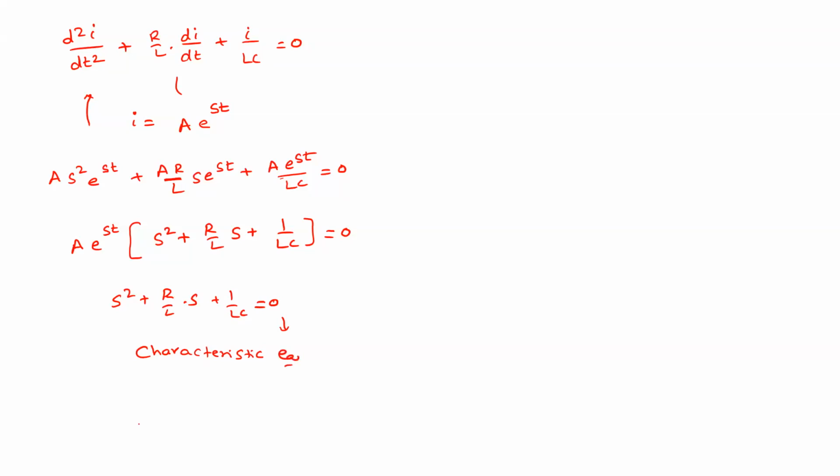So this is known as the characteristic equation for this particular differential equation: s square plus R by L into s plus 1 by LC equal to 0. So you have two roots, one root s1 and another root s2. What are the roots for this characteristic equation? Minus b by 2 plus or minus root of b square minus 4ac, right? So what are the roots for this equation?